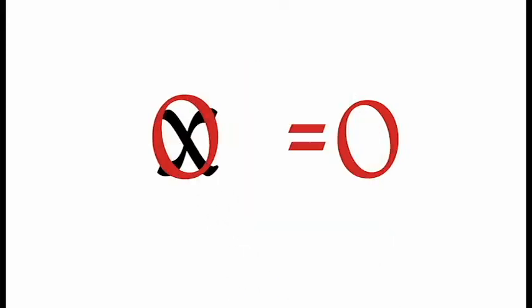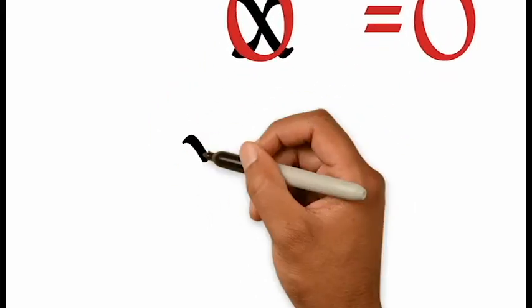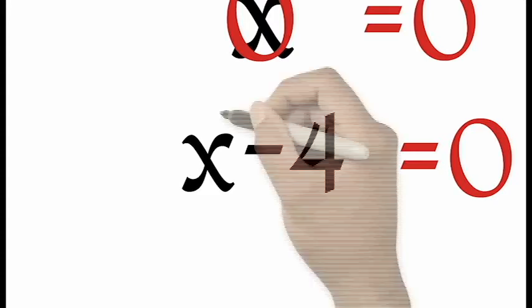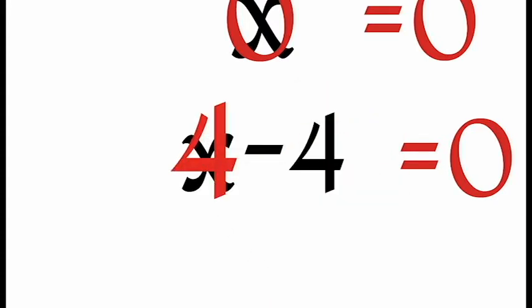Let's play a game. Let's make the left side equal to 0. You can choose any number to replace x. You can even choose 0. What if we add another piece to it? Now what number will you choose to make the left side equal to 0? Good choice. 4 minus 4 is 0.